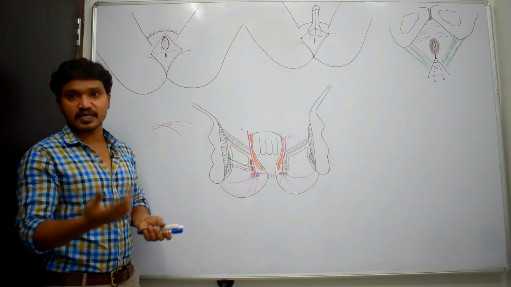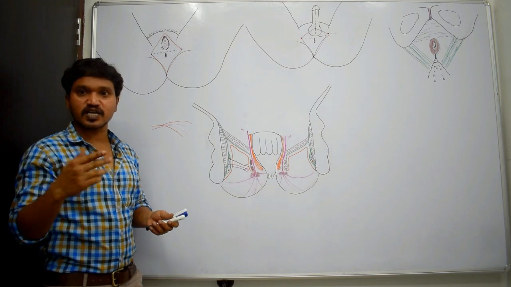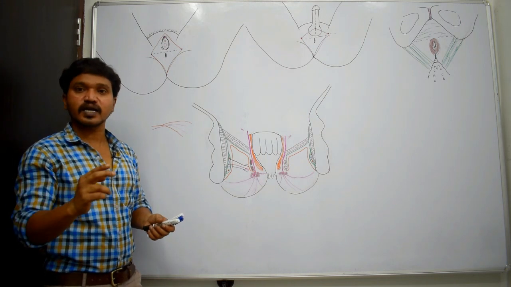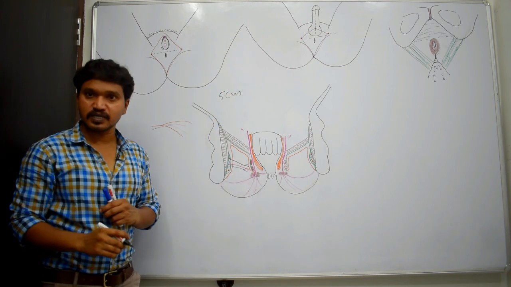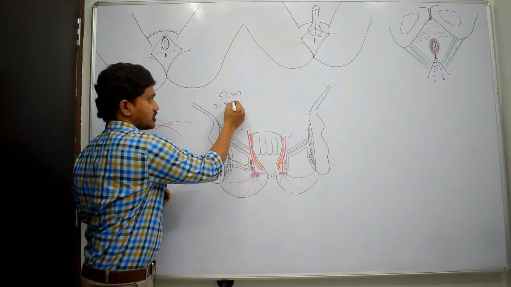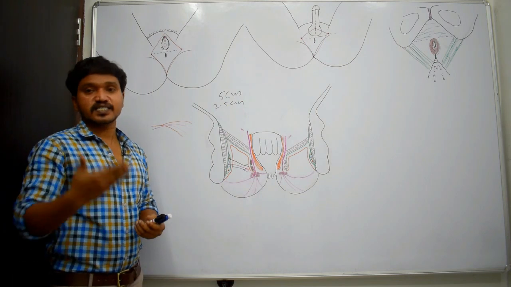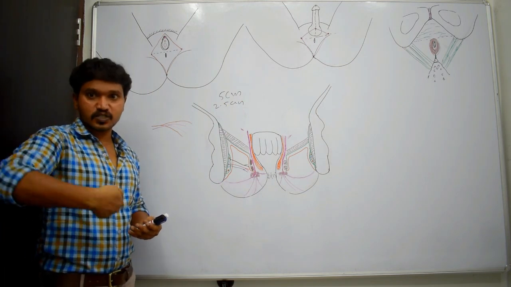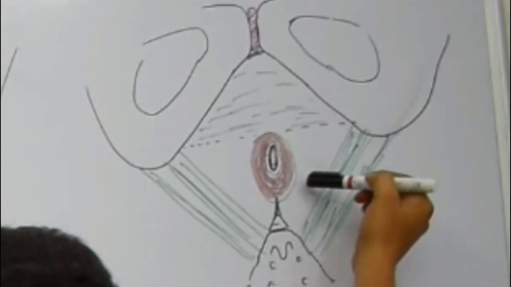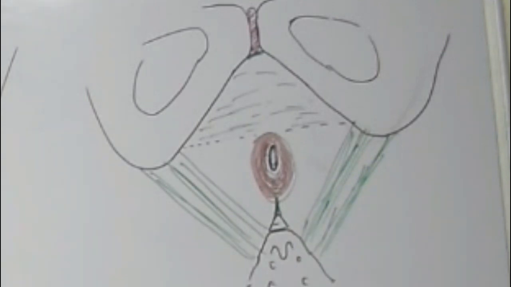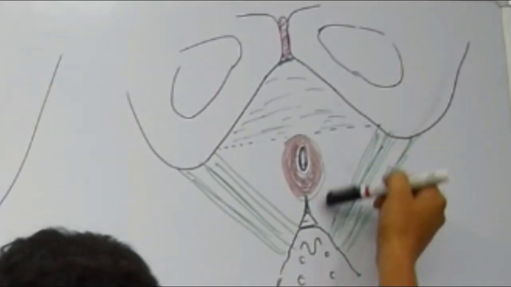Then we will see the measurements: anterior-posterior diameter, transverse diameter and vertical diameter. The vertical diameter and anterior-posterior diameter are 5 centimeters only, but the transverse diameter is 2.5 centimeters. Now we will see the extensions, that means the anterior extension and posterior extension. These extensions we call recesses. The anterior extension is the anterior recess, and the posterior extension is the posterior recess.